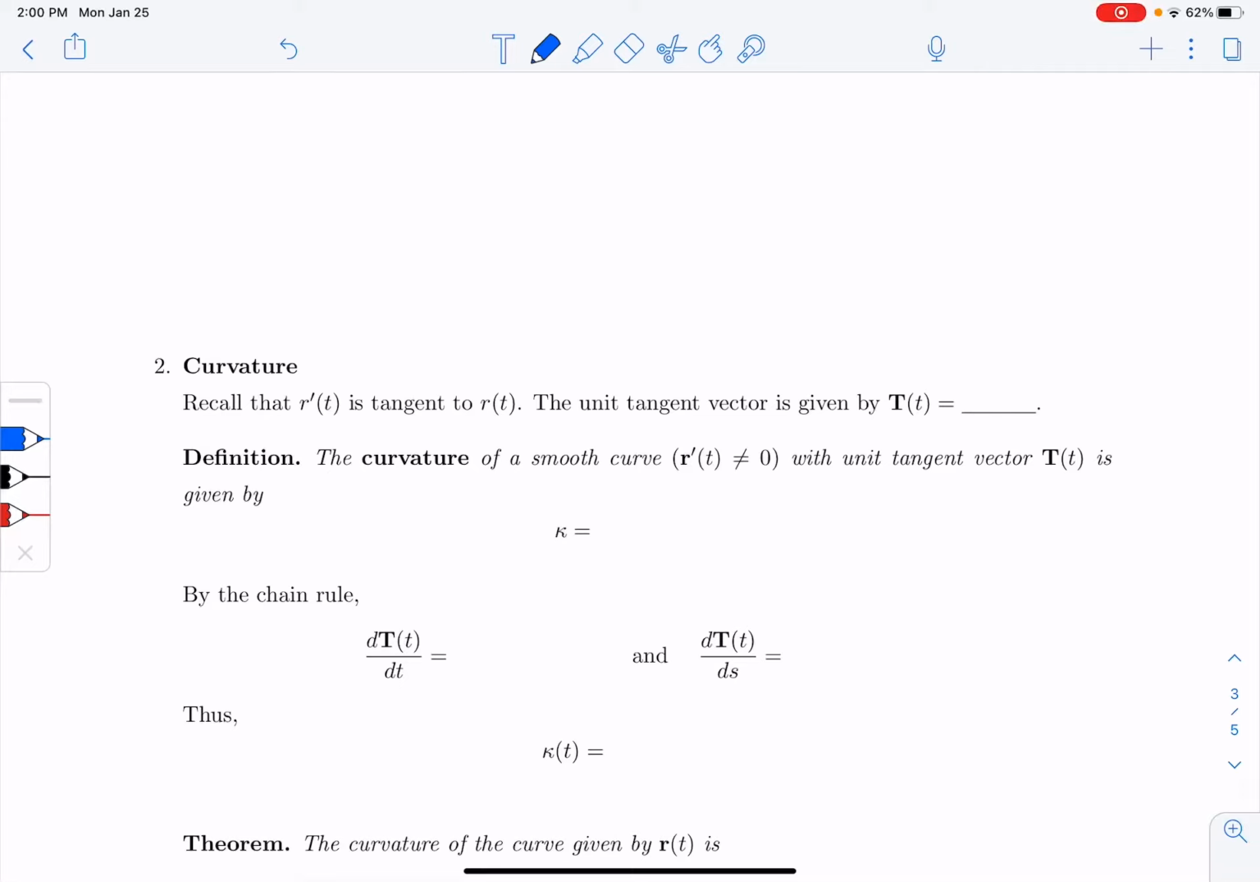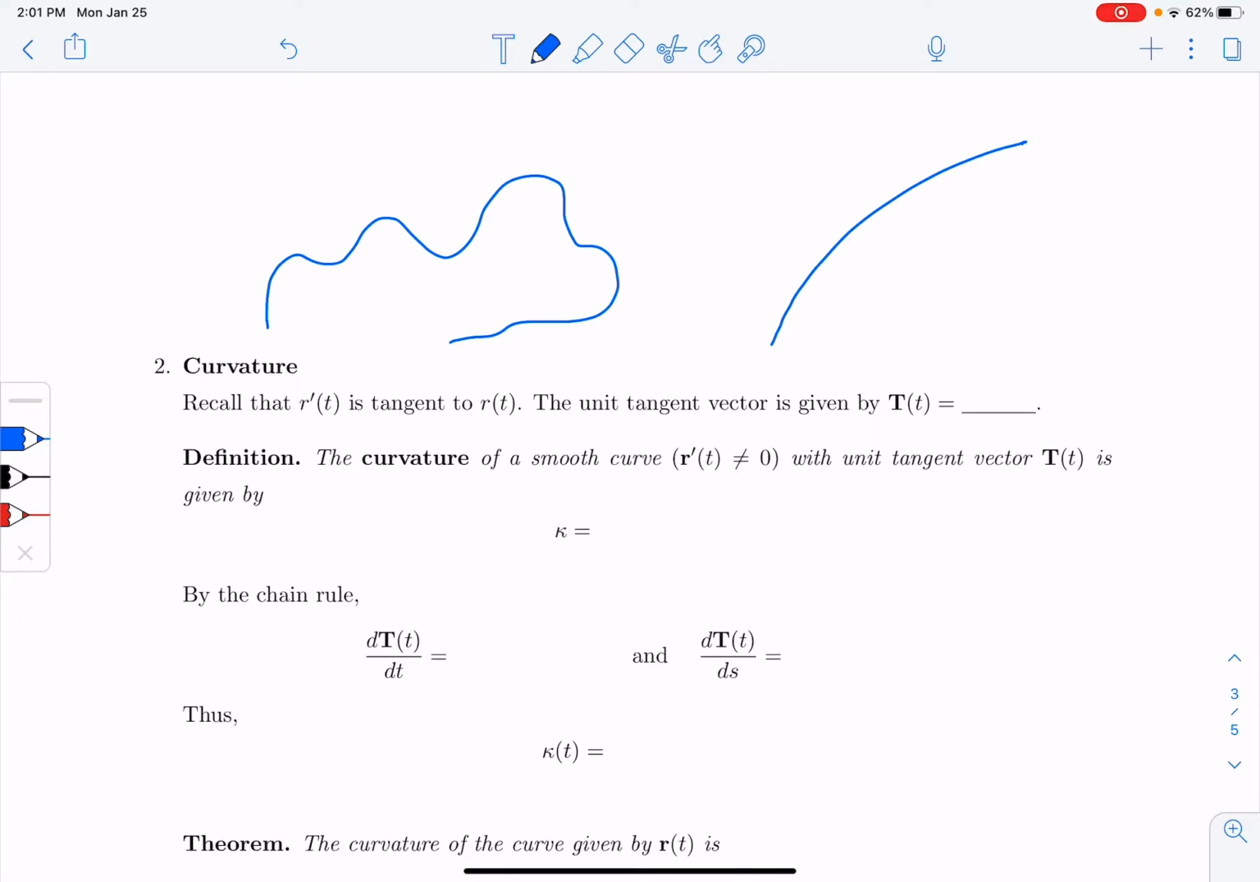The next thing that I'd like to do is measure how bendy a curve is, and that concept is going to be called curvature. So for example, if I have a curve that looks like this, how bendy is that, say, compared to a curve that looks like that?